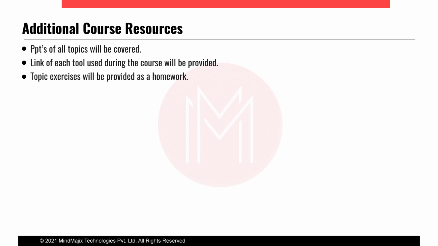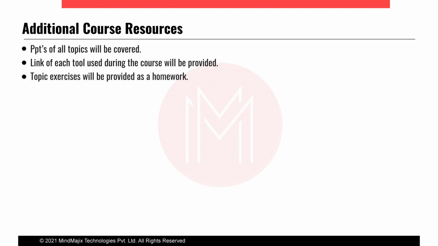Next, some additional course resources. After completing each topic, you will get a PPT over that particular topic. Whatever we have covered on that day, we will give you the PPT or any other resources like documents in PDF format. A link for each tool used during the course will be provided. Whatever tools or installations we complete in this course, we will give you links, like the JDK link and the IDE link. Everything will be provided by us through this course.